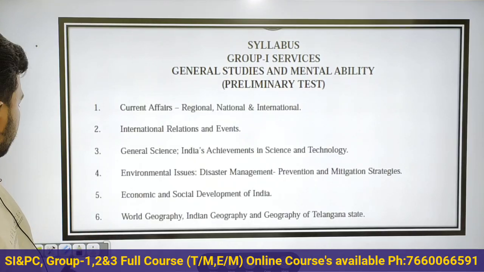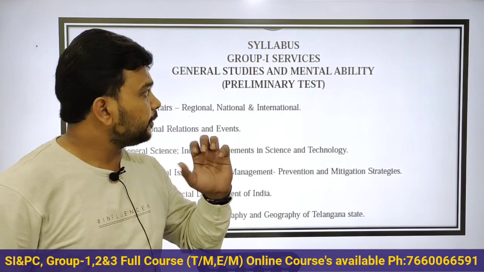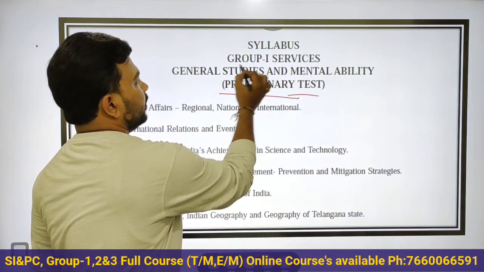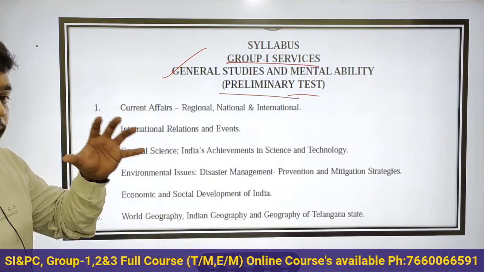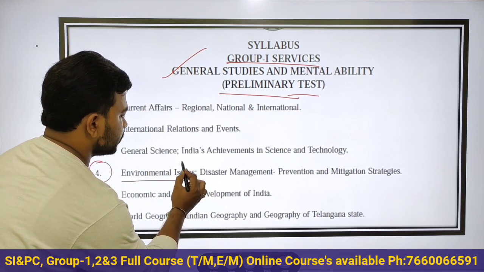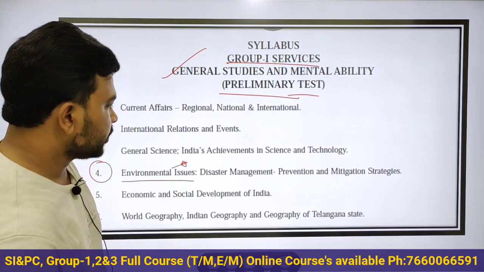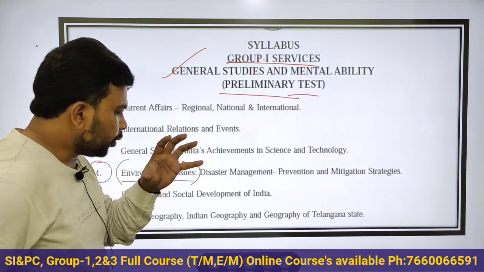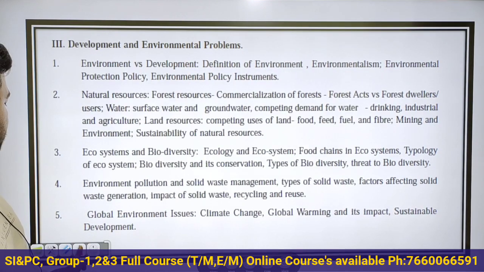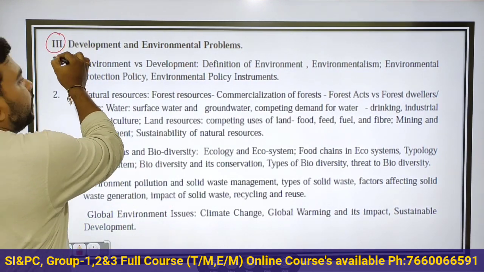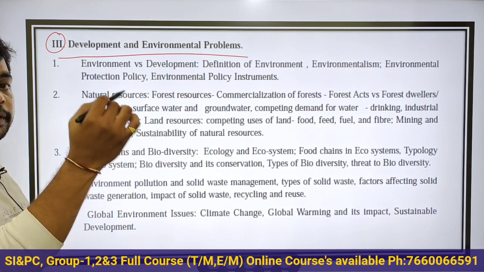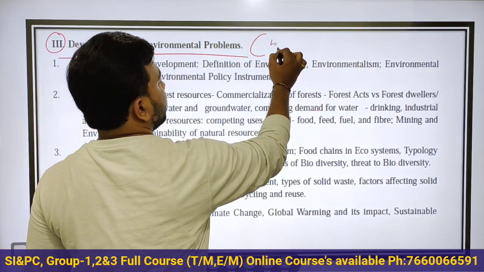See here. If you just understand one thing, in the Group 1 prelims exam of 150 marks, in the 4th chapter you have something like environmental issues. This environmental issues topic will be totally covered in this environment and development problems in Indian economy paper, third unit. This is for 50 marks.